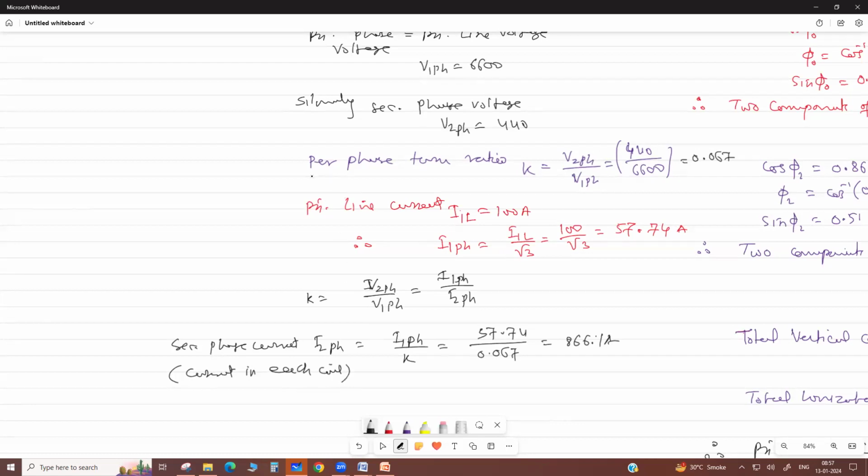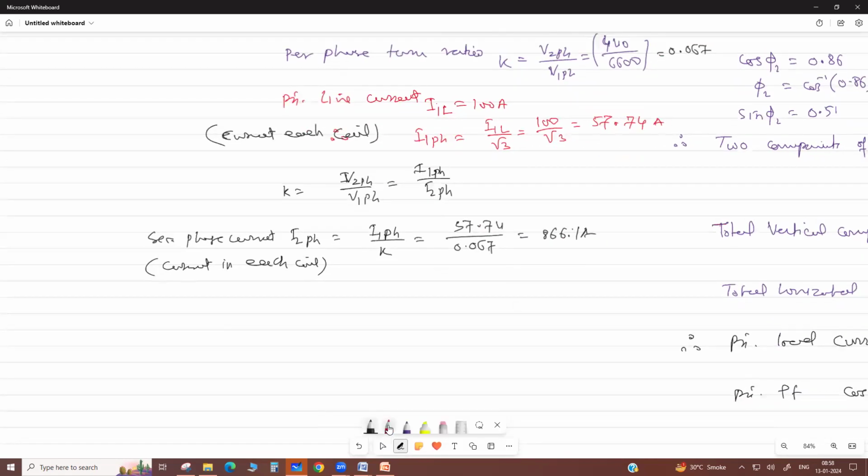ये प्राइमरी में करंट है, current in each coil of primary, current in each coil of secondary. Okay, phase current. Then line current. ये हम secondary line current निकालेंगे. So for delta I2L equals root 3 I2 phase. इसको root 3 से मल्टीपल कर देंगे. This comes to 1500 ampere.